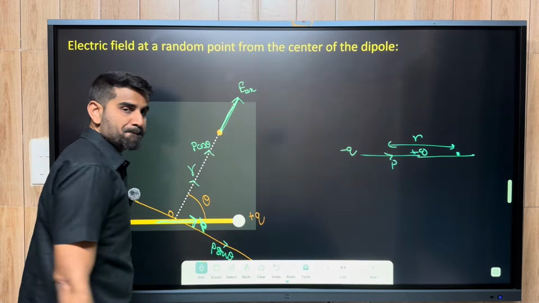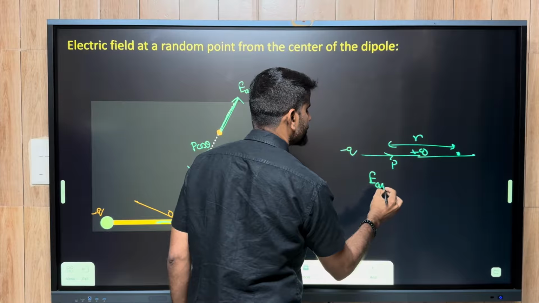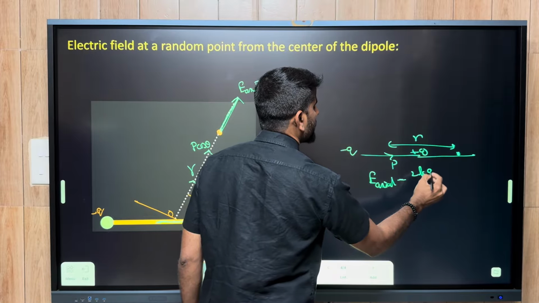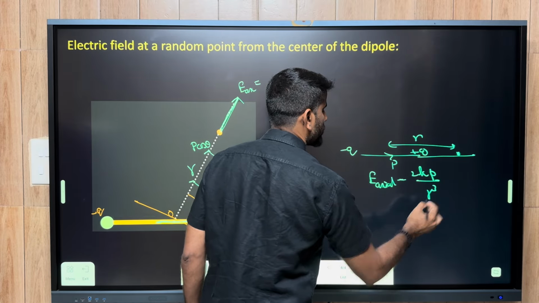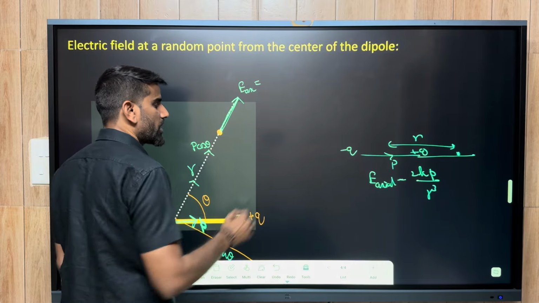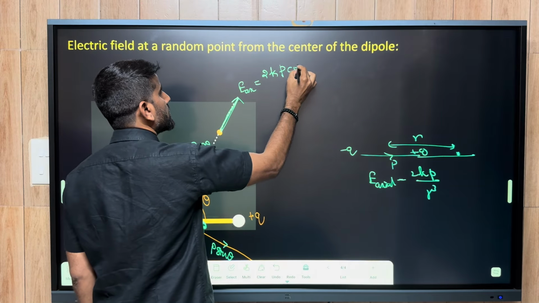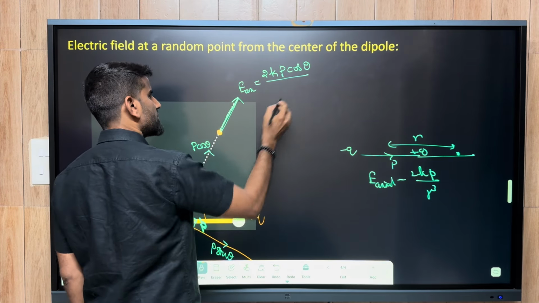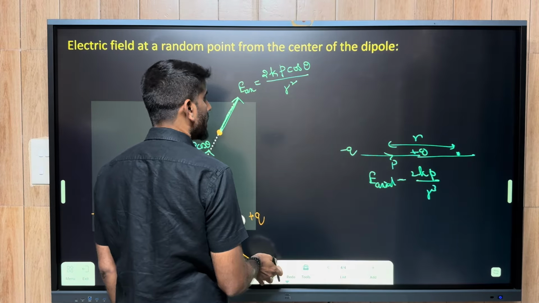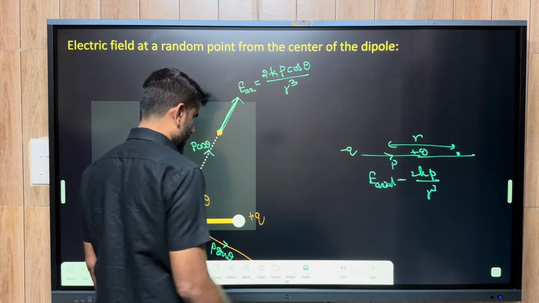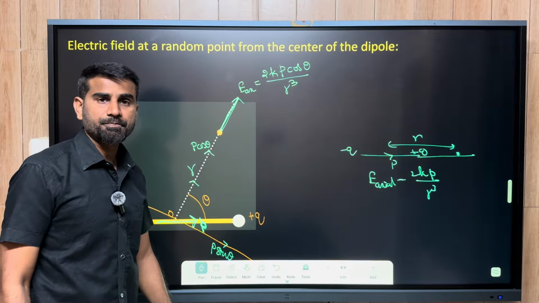For this dipole moment, it is the axial line. E axial is equal to, what is E axial? 2kp by R cube. I'm going to write the same equation. 2kp is nothing but P cos theta here, so I'm writing P cos theta by the same distance, R cube. This is for the horizontal axis, that is the axial line.